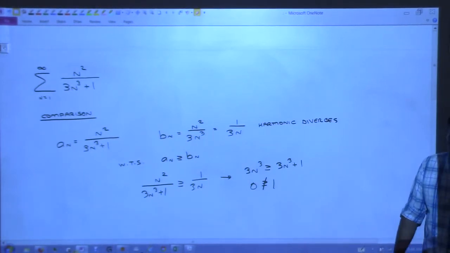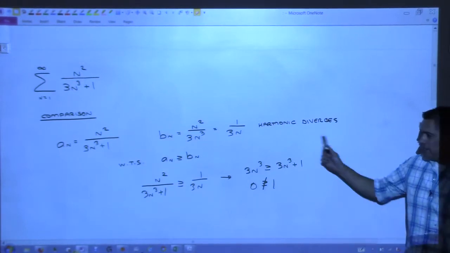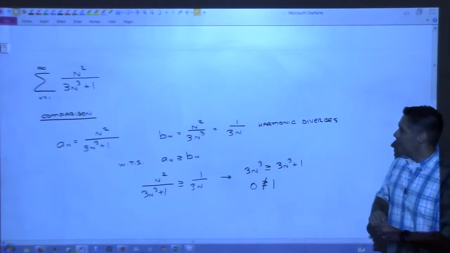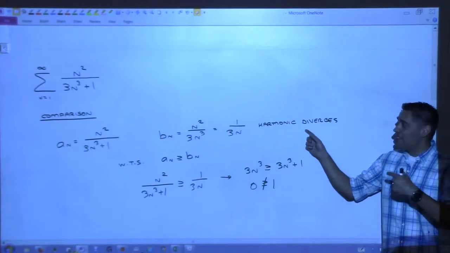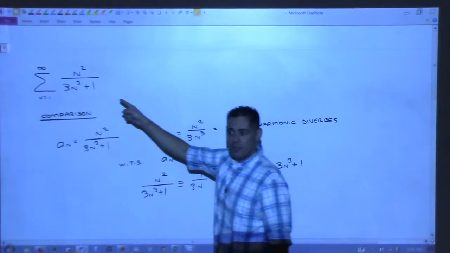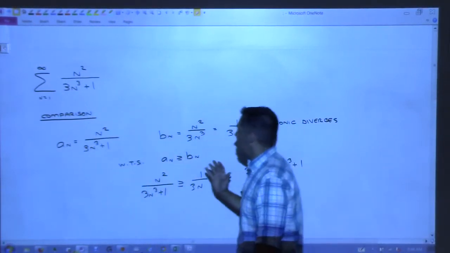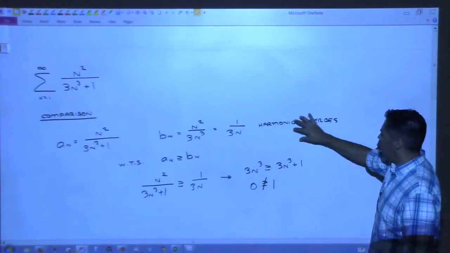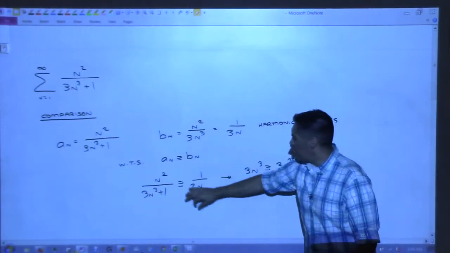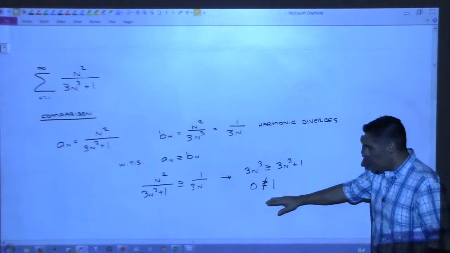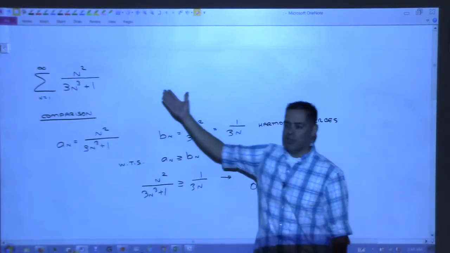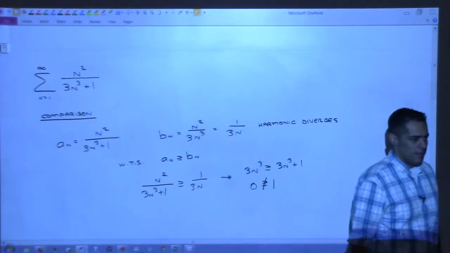Test failed. The test failed. This is a bad pregnancy test, okay? That's what I'm talking about. This does not mean that that converges. That's the issue that students run into. They say, oh, I'm going to compare it to a harmonic series that diverges, and when I try to do this, I come up with something that's not true. Well, that means that it converges. No, that means the test fails.